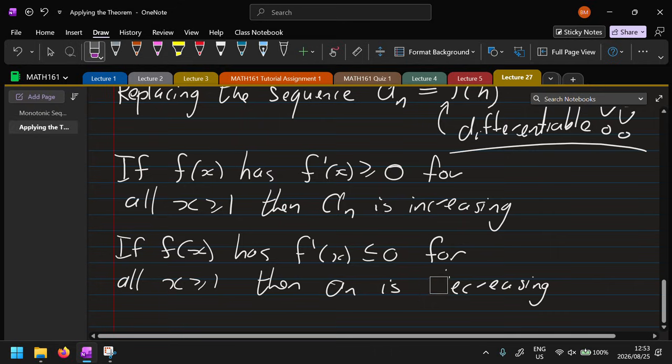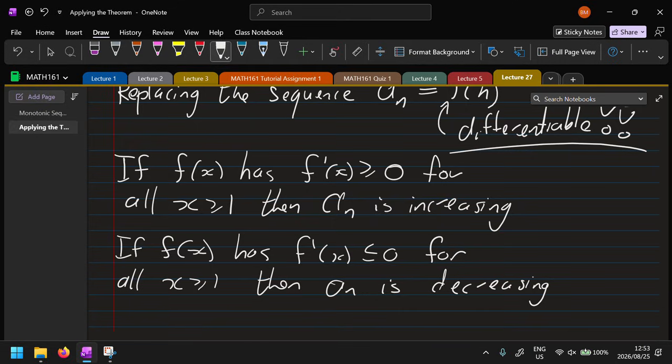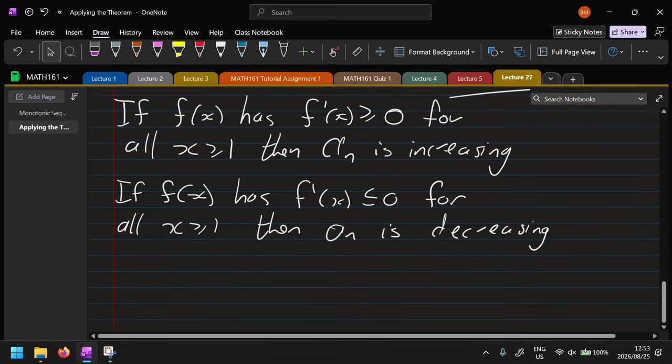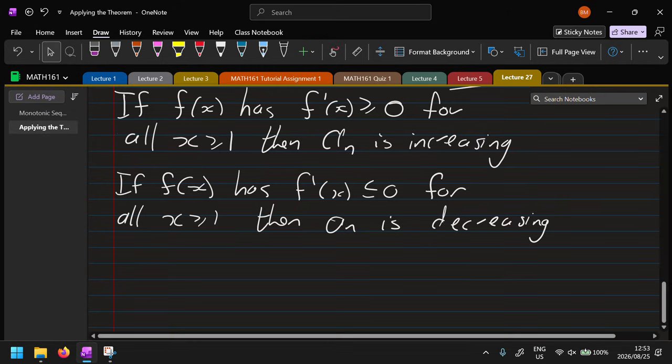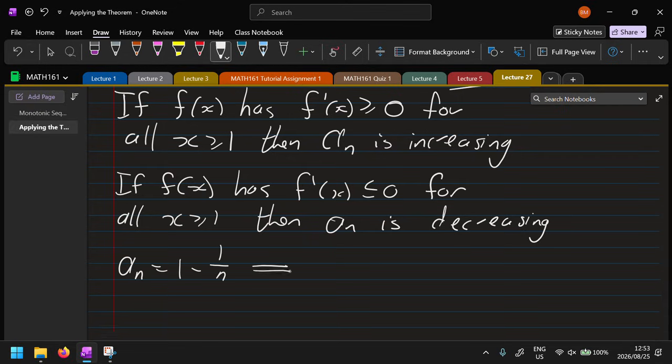So that's decreasing. So let's have a look at this for our problem of 1 minus 1 over n. And then I'll show you another example where this won't work. So we have a_n is 1 minus 1 over n. So all we do is we write this not as a sequence with n, but as a function with x. Okay. We replace n with x.